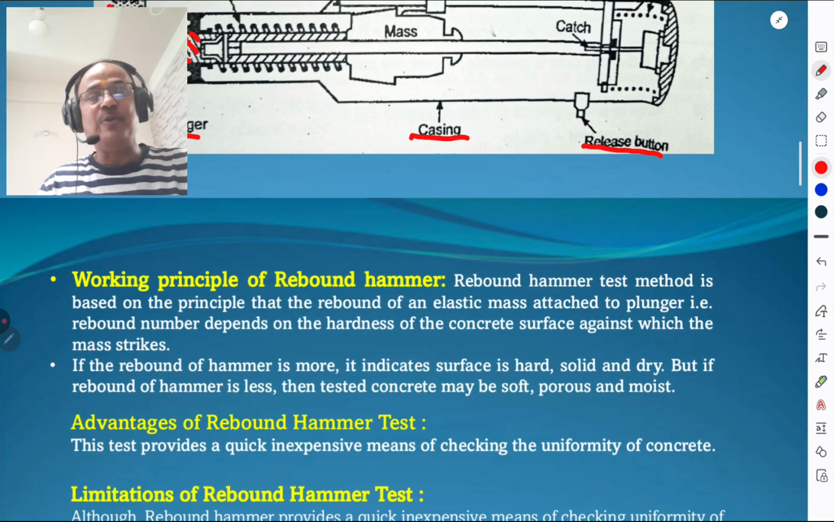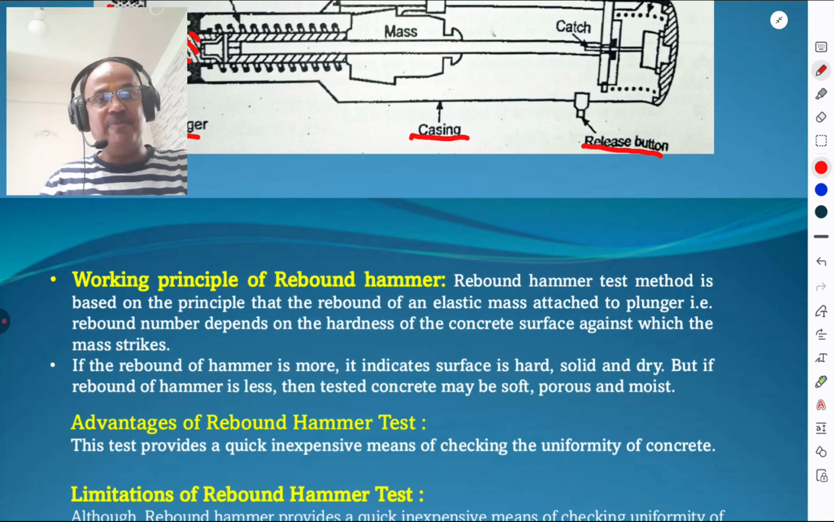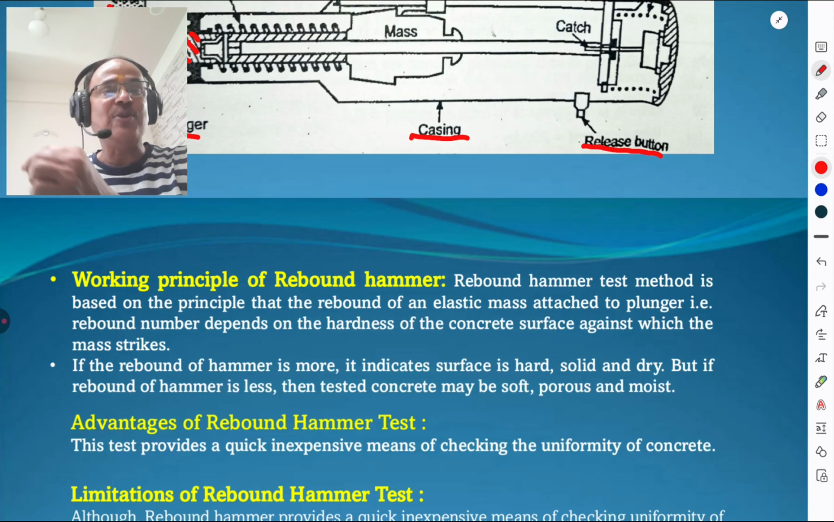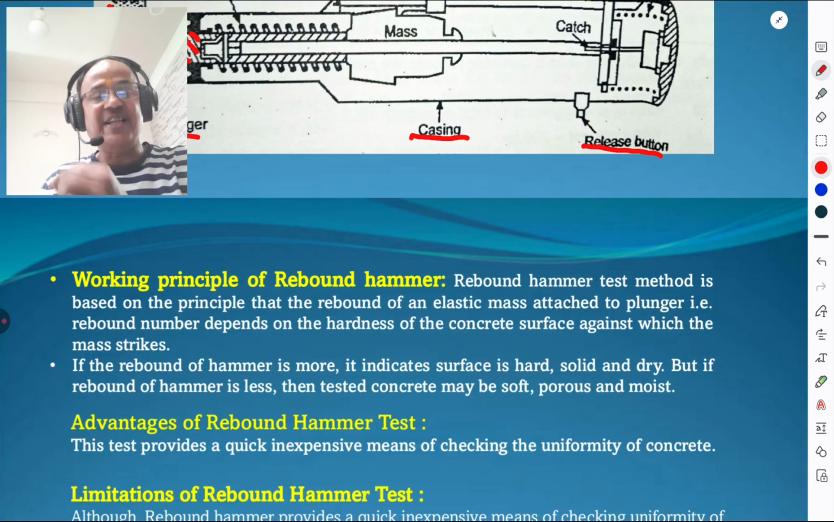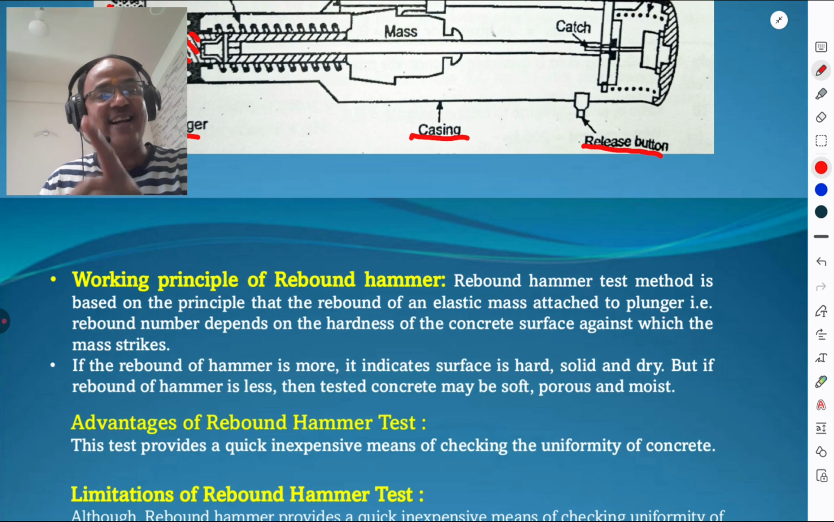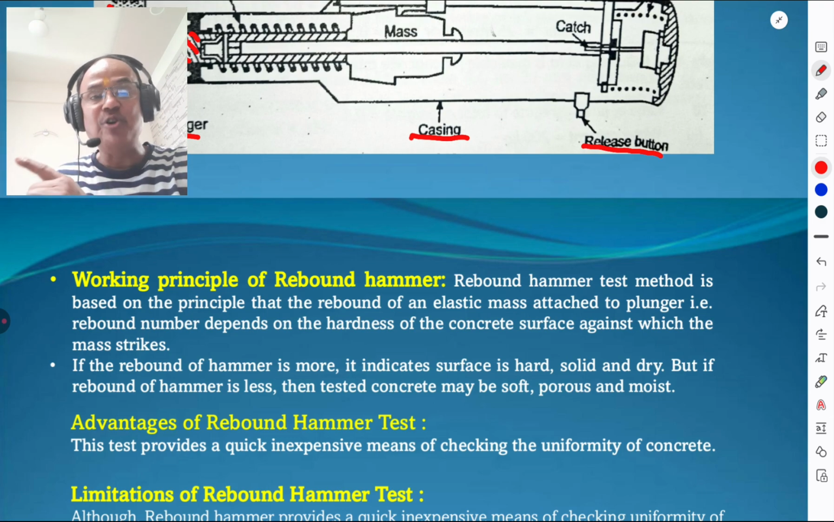Then, working principle of rebound hammer. Rebound hammer test method is based on the principle that the rebound of the elastic mass attached to the plunger, that is rebound number, depends on the hardness of the concrete surface against which the mass strikes. If the rebound of the hammer is more, it indicates the surface is hard and dry. But if the rebound of the hammer is less, then tested concrete may be soft, porous or moist.